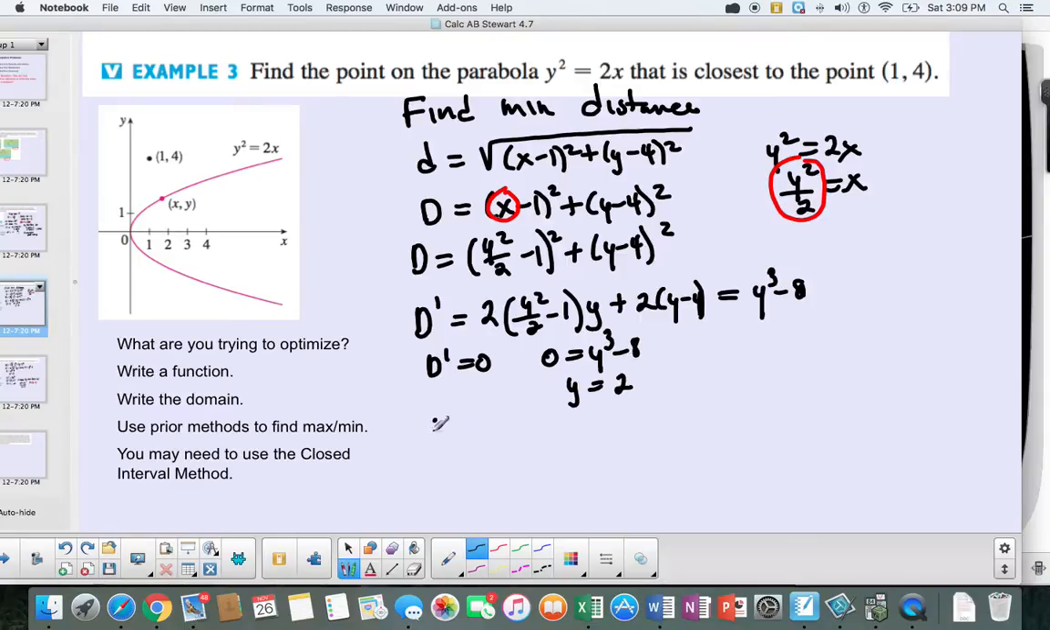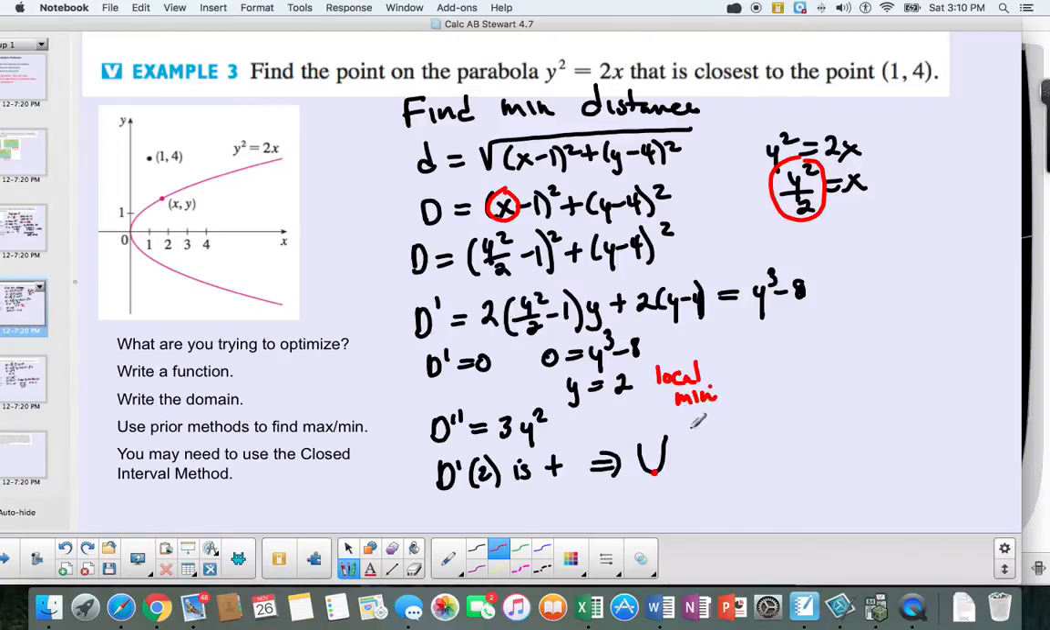Now I'm going to use the second derivative test like I did on the previous one. I'm going to find the second derivative, and that's going to be 3y squared. So the second derivative at 2 is positive, and that implies that I am going to be concave up, which means that this point is a local min.